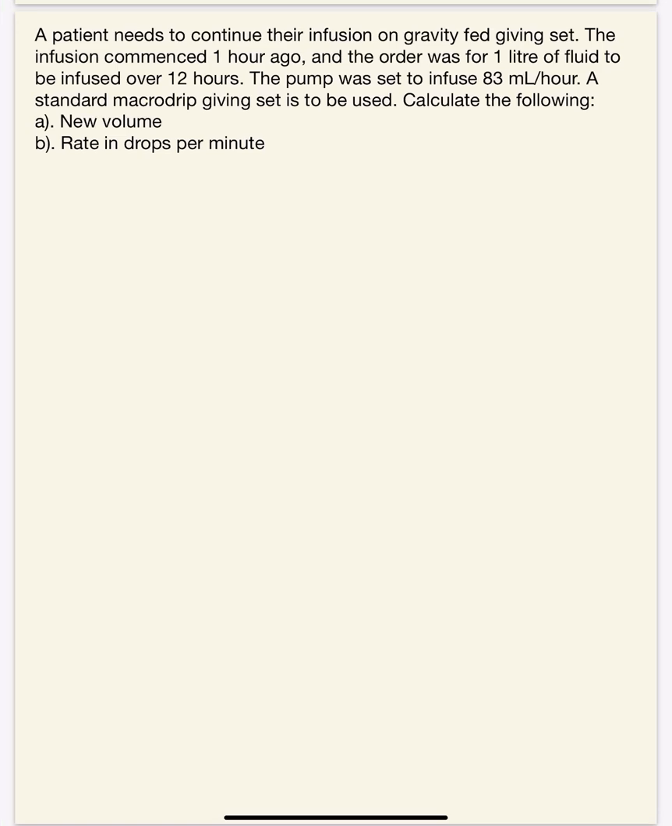So let's have a look at this question where we have a patient who needs to continue their infusion on a gravity giving set. That means initially they've been commenced on a volumetric pump, but now they need to use a gravity-fed giving set. The infusion started 1 hour ago, and the order was for 1 liter to be infused over 12 hours.